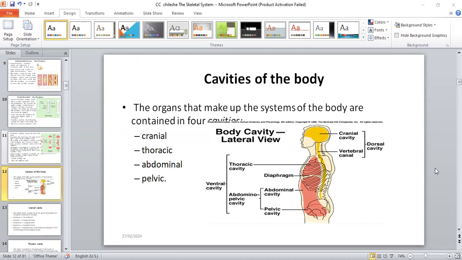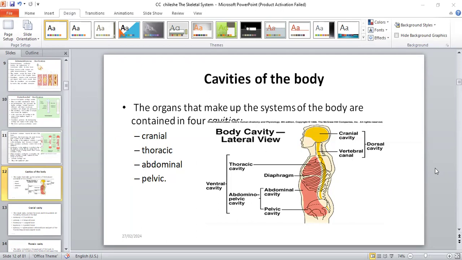Last time we looked at the gross anatomy as well as the microscopic anatomy of bones. Today we're going to look at the skeleton.